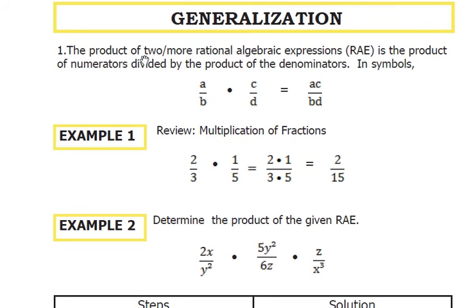The product of two or more rational algebraic expressions is the product of numerators divided by the product of the denominators. So denoted as, say for example, A over B times C over D. So you multiply A times C all over B times D.